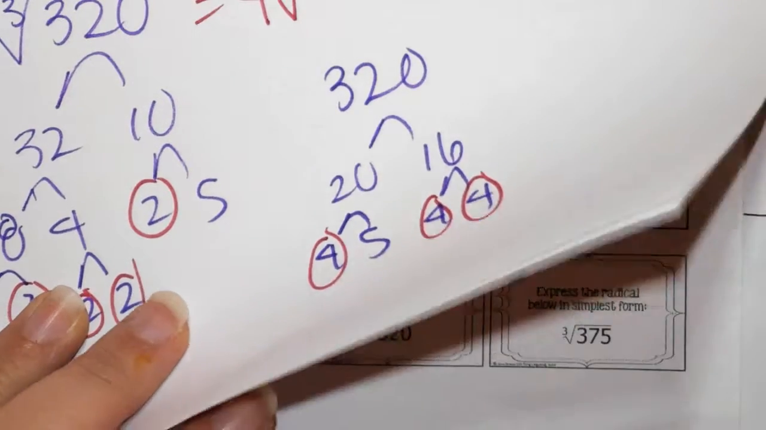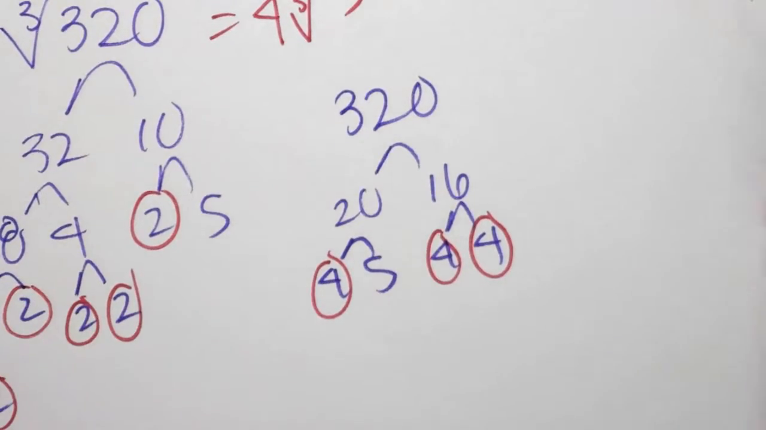Alright. Are we ready for the last one? The cubed root of 375.